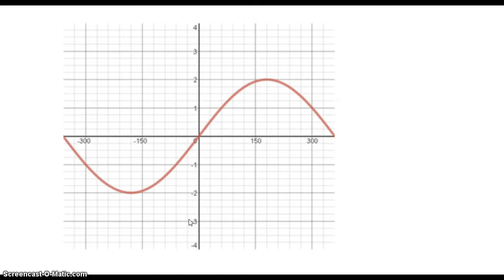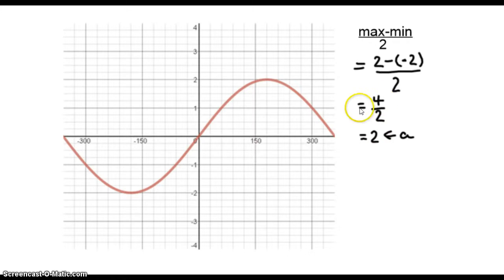To determine the amplitude, we want to recall something from earlier in the course, that the amplitude is equal to the maximum minus the minimum divided by 2. So the maximum of this trig function is 2. The minimum is negative 2. So to determine the amplitude, we're going to go 2, take away negative 2, which is 4, and divide by 2. And so there we have it. The amplitude is equal to 2.